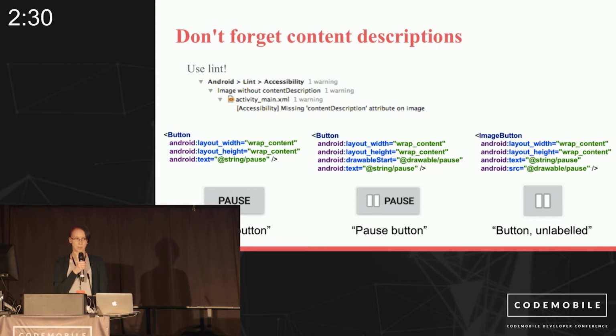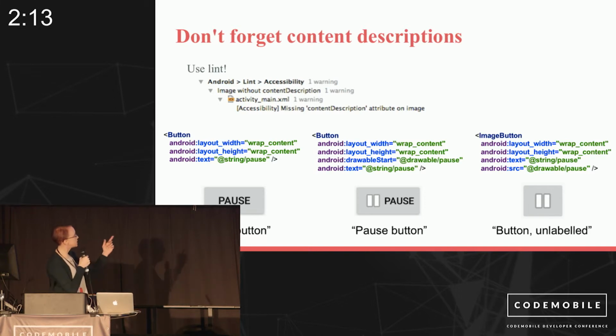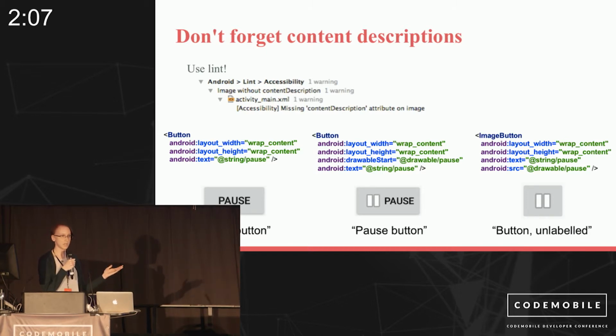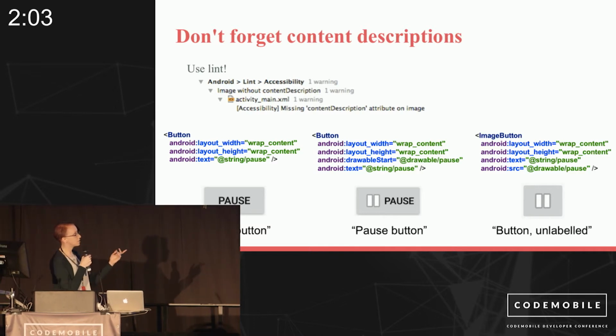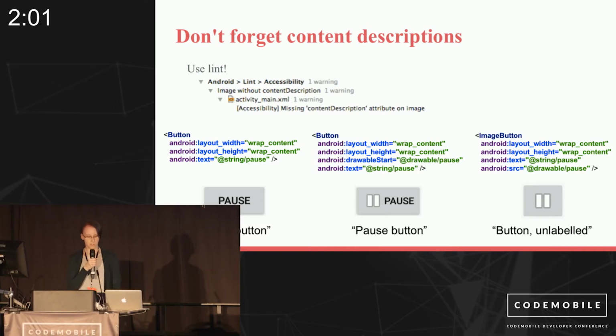The main thing is don't forget content descriptions. This is a really basic thing. You can use lint to find any images, any buttons which don't have content descriptions. It's really important. Otherwise people will just hear things like "button unlabeled", and it's completely useless to blind and partially sighted people. The good thing is you get it for free. In the first two examples, the button already has text on it, so you don't need to do anything. It will just read out the text that's on screen. In the second one, we've got a drawable as well. But in the third example, it's just an image, and so Talkback doesn't know what to do if it's just an icon.